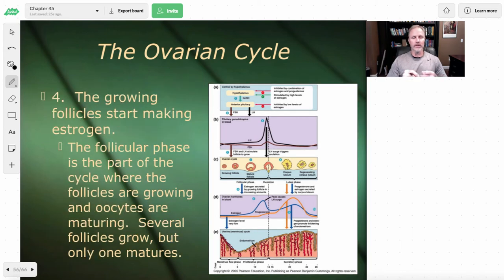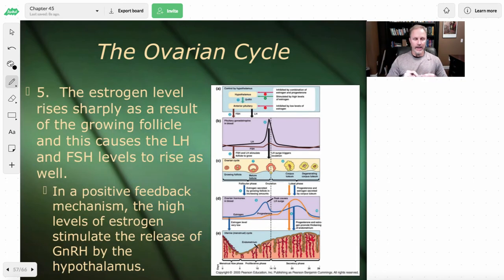So when the follicles start to grow, they start making estrogen, and then this is where you have several follicles that begin to grow, and then only one is going to mature and give rise to an oocyte. If two do, then you get a set of twins, but generally speaking, you only have the release of one egg.